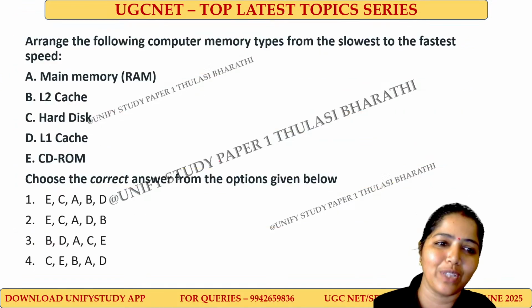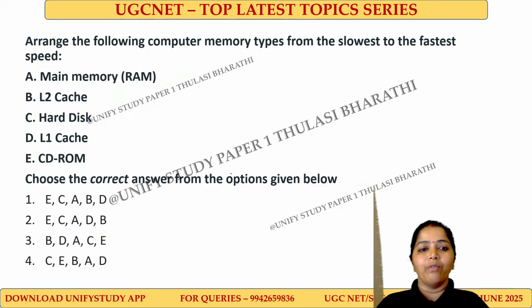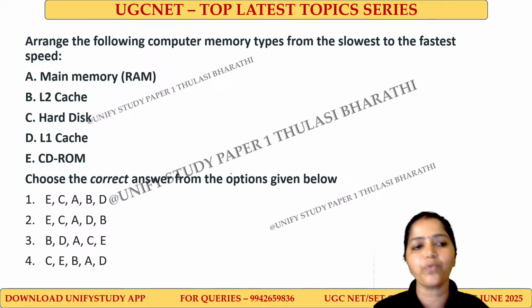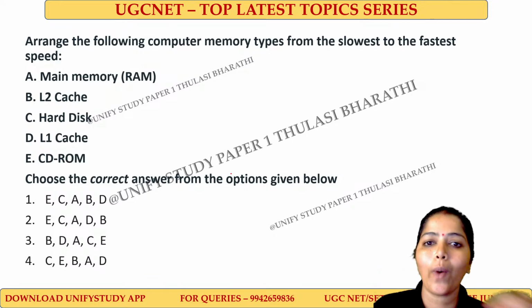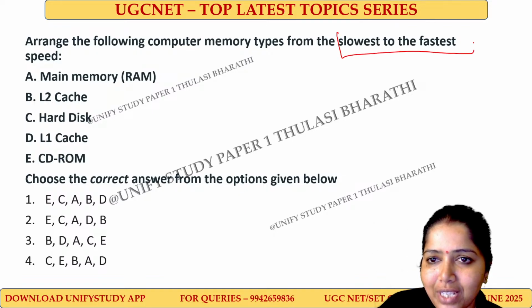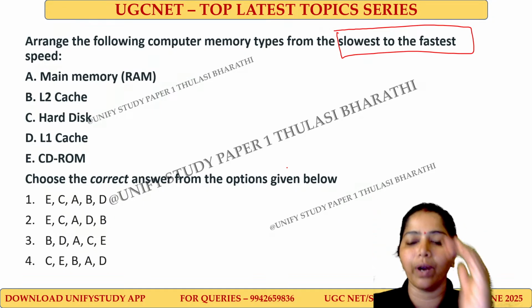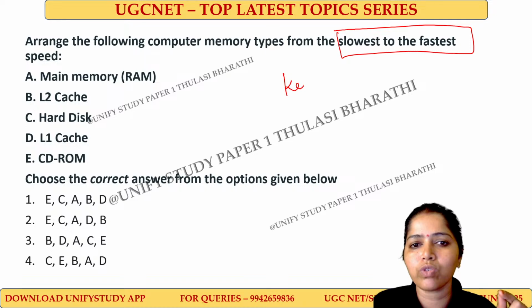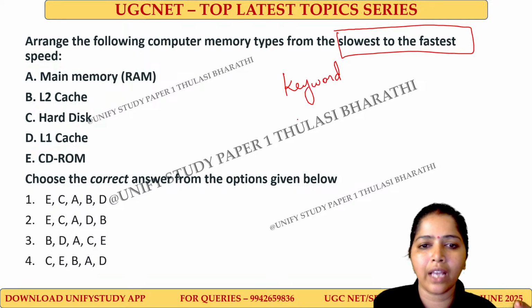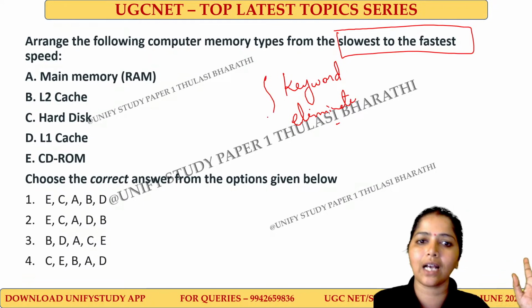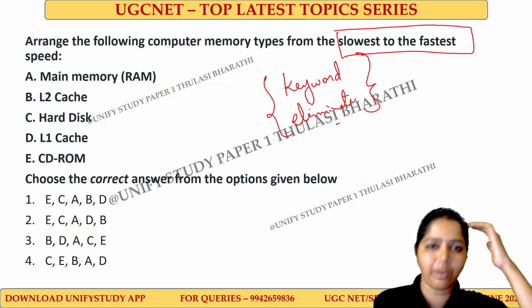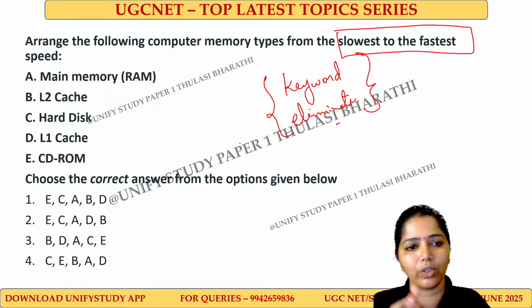Now we will move to the questions. Come on, quickly answer questions. Which of the following computer memory types is ordered from slowest to fastest speed? Slowest to fastest. Always be conscious about these terms. Conscious about, this is the keyword. I have given you some keywords. Identifying the keyword and eliminating the options, these are the two things that you have to keep in mind when attempting the answers.